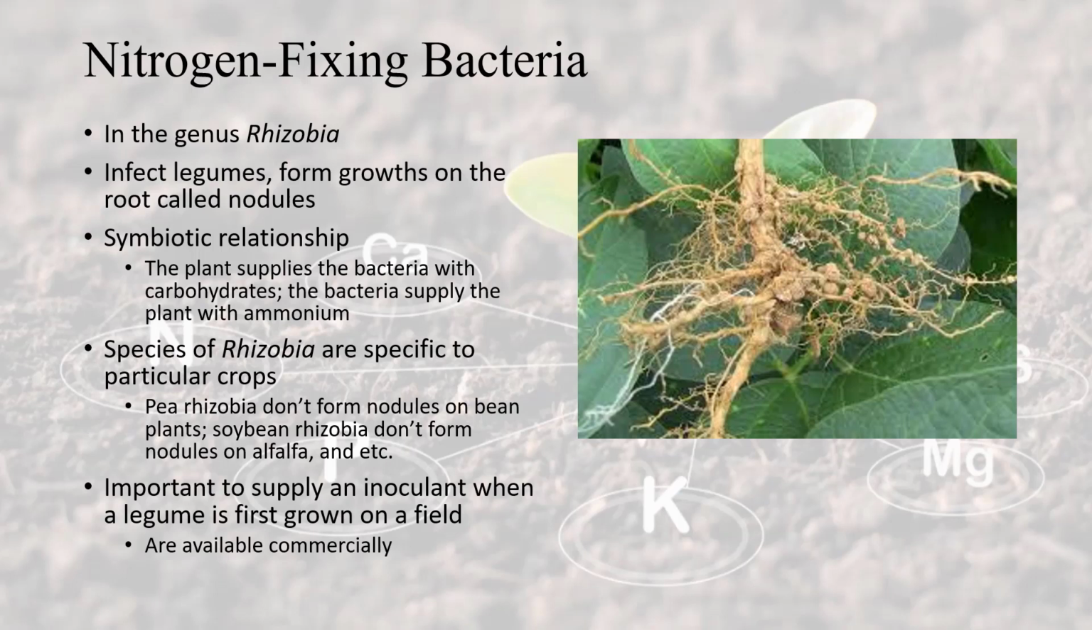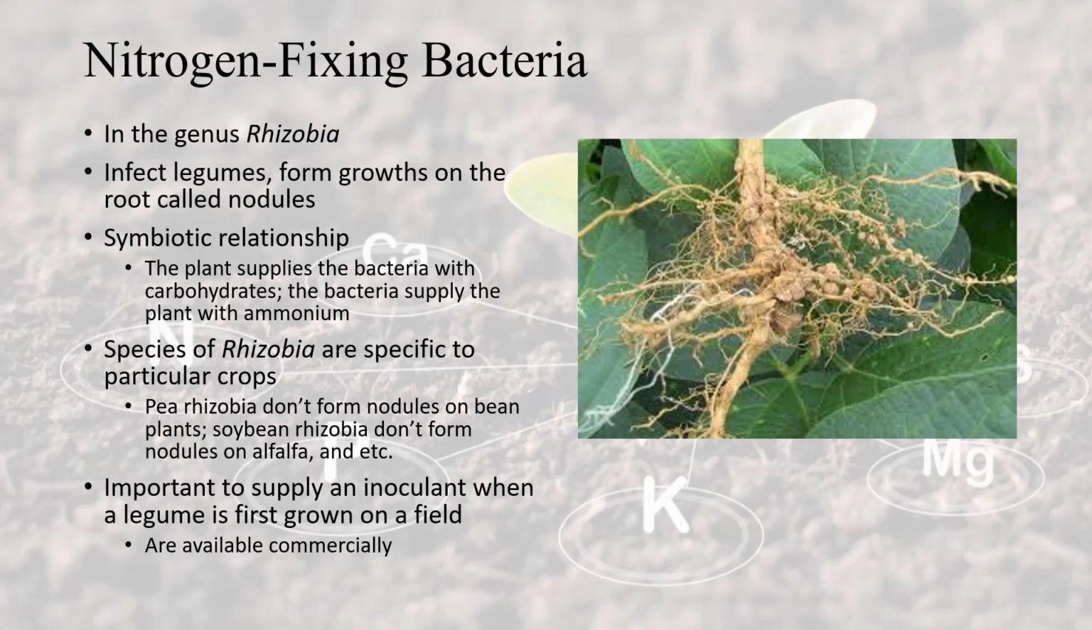Now, our nitrogen-fixing bacteria are in the genus Rhizobia, and they infect legumes, right, which are your peas and beans, soybeans, etc. Now, these rhizobia and our legumes have a symbiotic relationship. So the plant is going to supply the bacteria with some carbohydrates, right? We can get some energy from that. And the bacteria supplies the plant with ammonia, nitrogen, right? It's a lovely partnership that they have evolved.